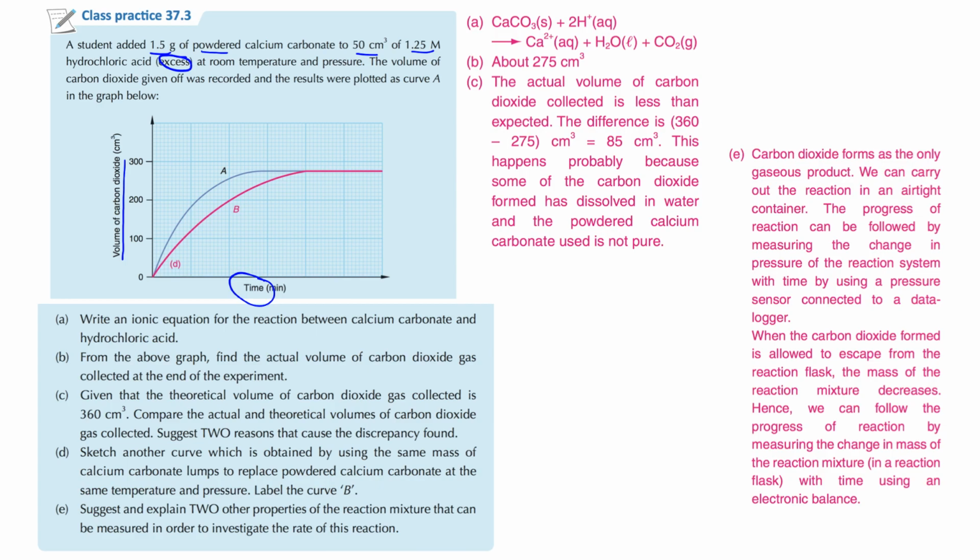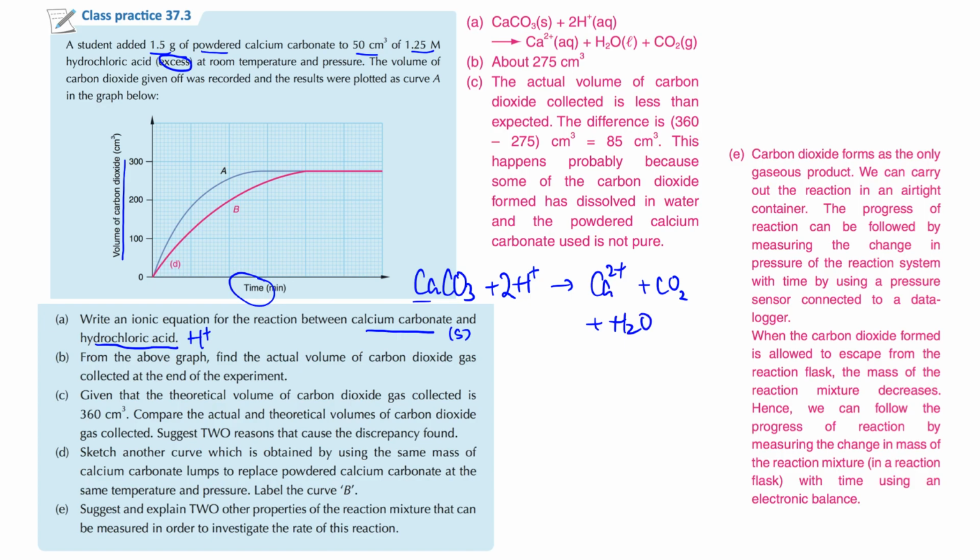A, write an ionic equation for the reaction between calcium carbonate and hydrochloric acid. In an ionic equation, the acid has to be present as H+. Calcium carbonate is a solid, so you will have calcium carbonate with the acid. You know that the Ca will become Ca2+, so the ratio has to be 1 to 2 like this. So this is the ionic equation.